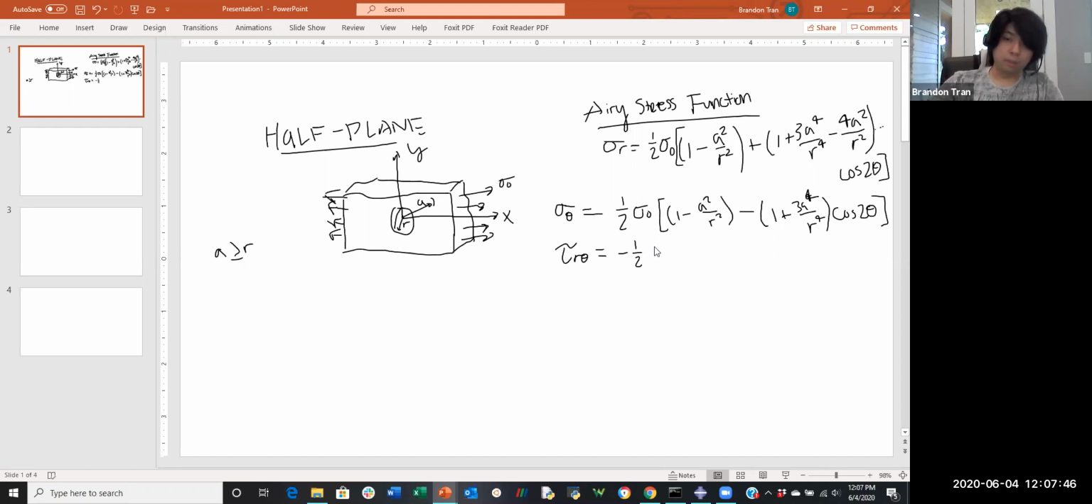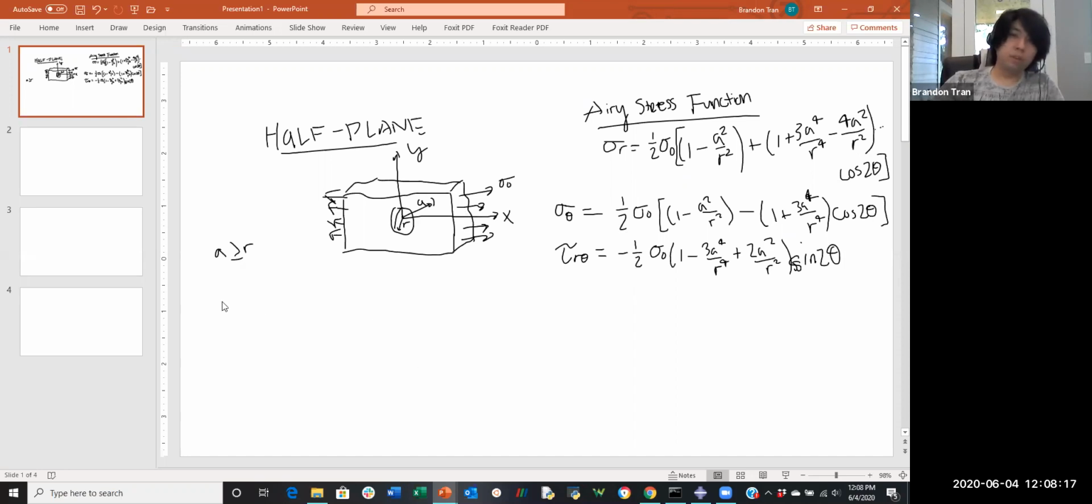And this right here becomes arbitrary, and I will show you why in a second. I'm just going to write it relatively fast. A to the power of 4 plus a squared sine theta. Okay. For better or worse, those are your equations. Those are Airy stress functions to solve this problem.